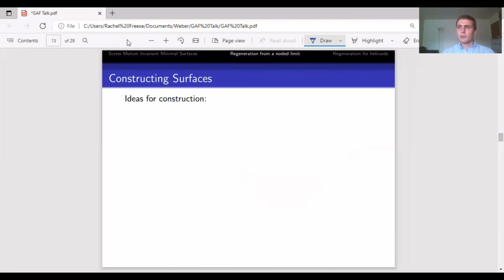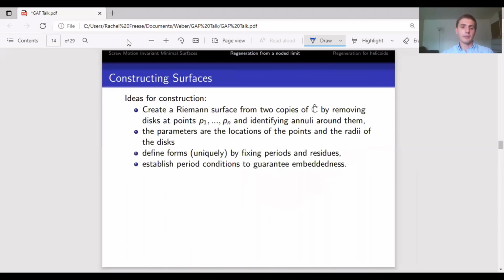So basically the idea would be to make a Riemann surface that is like what you want, and hope that maybe you can get Weierstrass data that works and gives you an embedded minimal surface. So here's the idea: you create a Riemann surface from two copies of the complex sphere, right? And you join them together as follows.